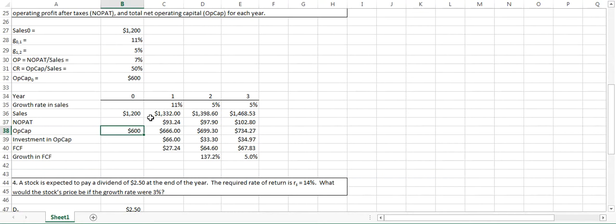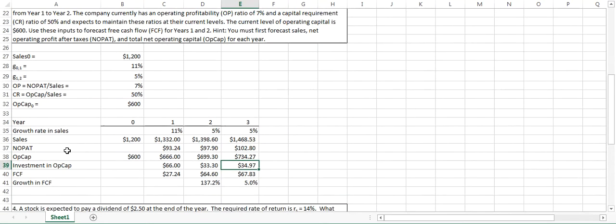Operating capital. We're given our operating capital in year one. How would we calculate our operating capital for the rest of the periods? Well, we know that our capital requirement is 50%, and the formula for the capital requirement is operating capital divided by sales. Therefore, we would simply take our sales times 50%. And we would do that for each year. Our current year sales times 50%, our current year sales times 50%.